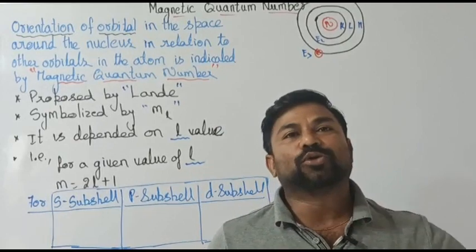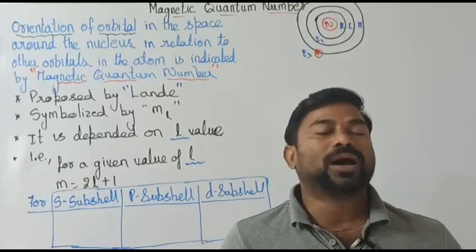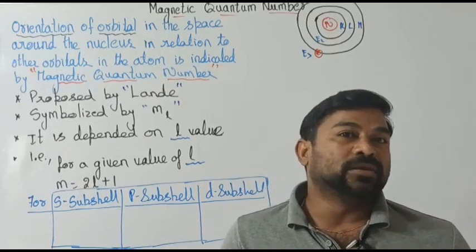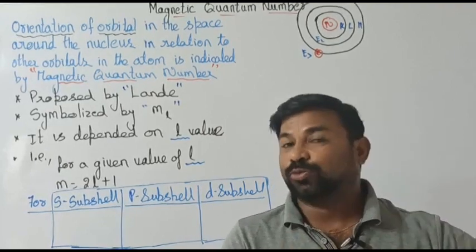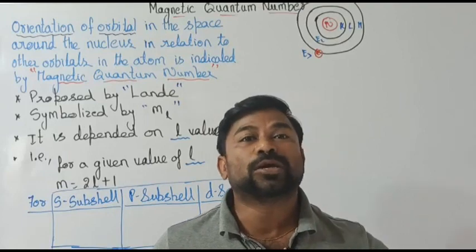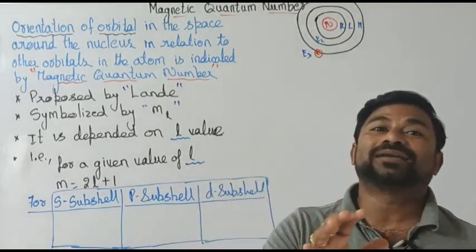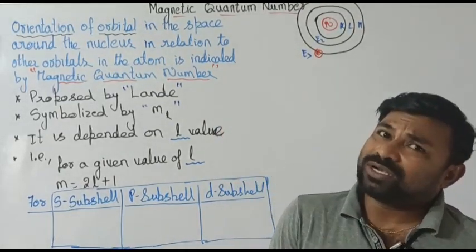In this video, I'm going to talk about atomic structure, in that one, the quantum numbers. The main four quantum numbers are principal quantum number, azimuthal quantum number, magnetic quantum number, and spin quantum number. In this video, I'm going to talk about magnetic quantum number. But before that, what's a quantum number?